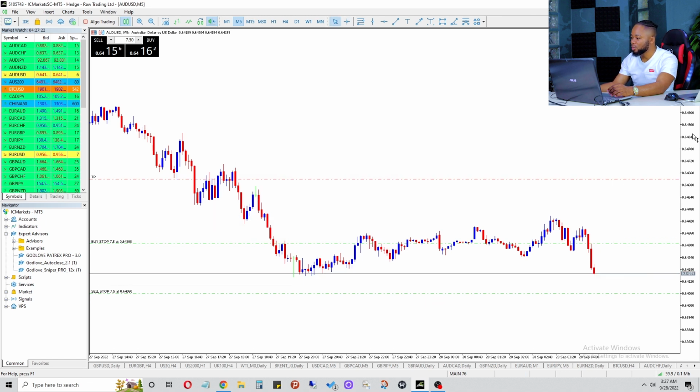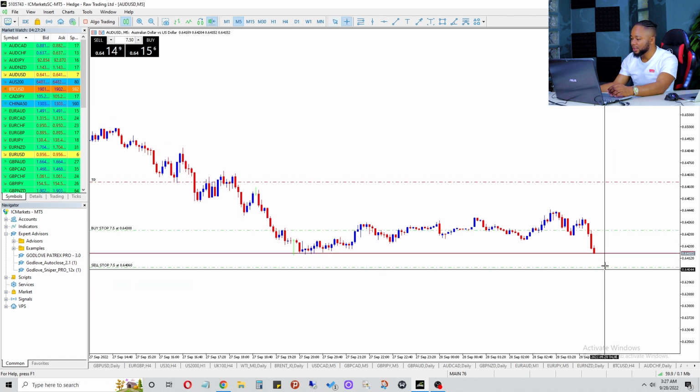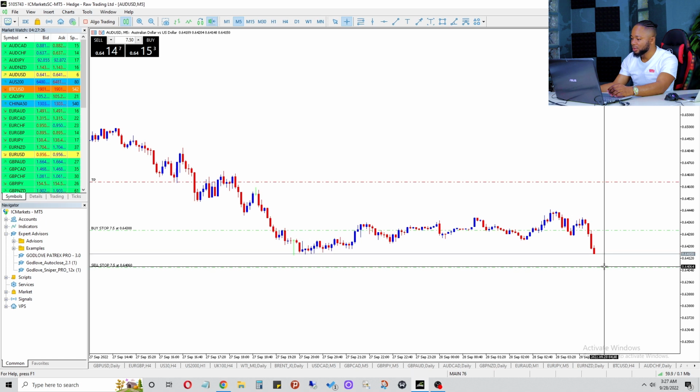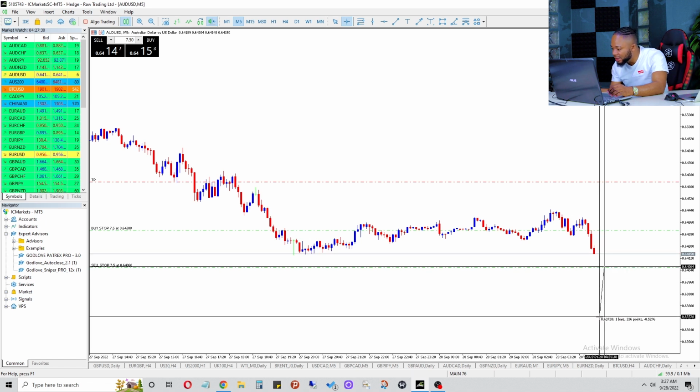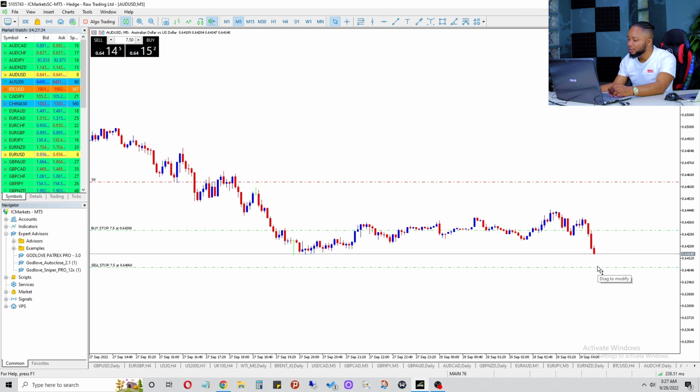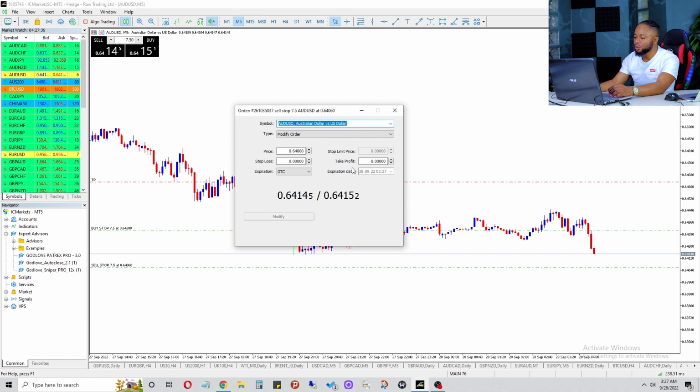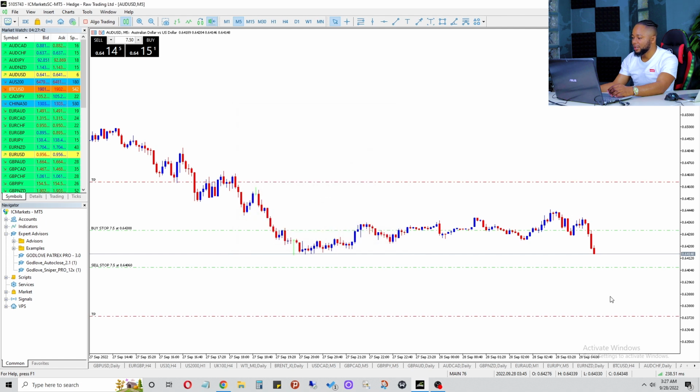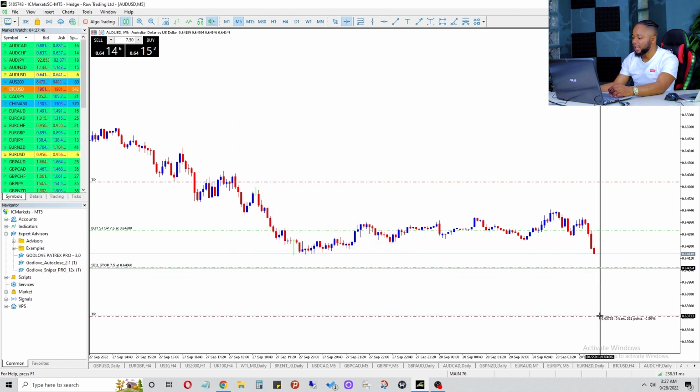Then on the sell stop, we're going to do the same thing. We measure 30 pips. 30 pips is right here, which is 0.6372. So we can just double click on it, then this window will open. Then take profit 0.6373. So modify. Perfect. You can see that is our take profit right there.